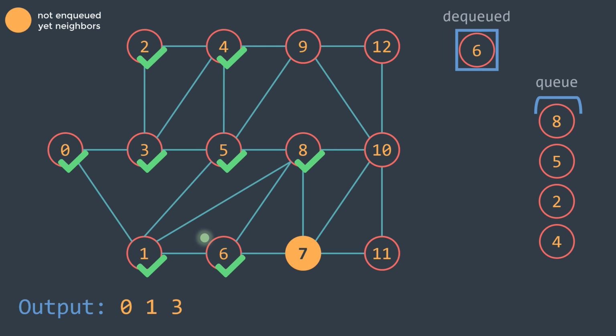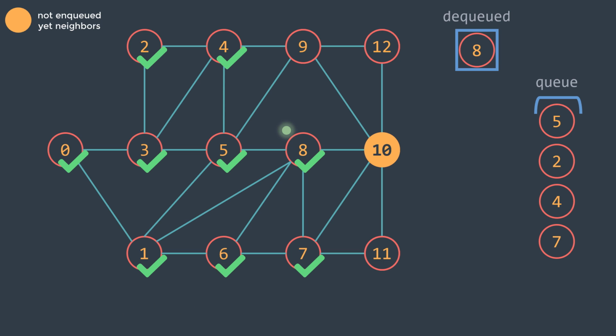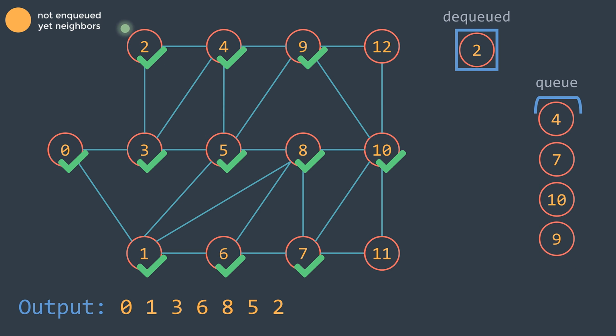We dequeue, we print, and we can enqueue 7 only. Remember that we can enqueue only neighbors that are not enqueued yet. Now we dequeue 8, we print, and we can enqueue 10 only. And this process gets repeated until the queue becomes empty, like for trees.